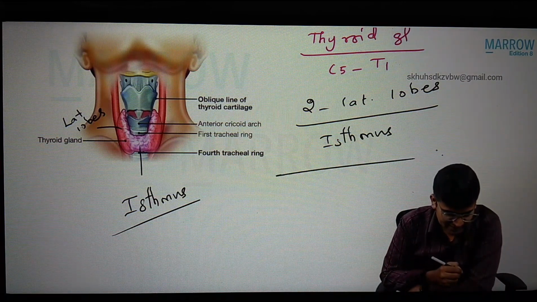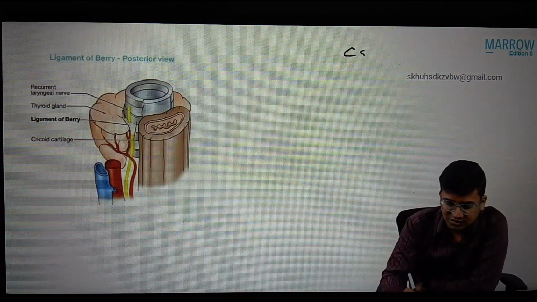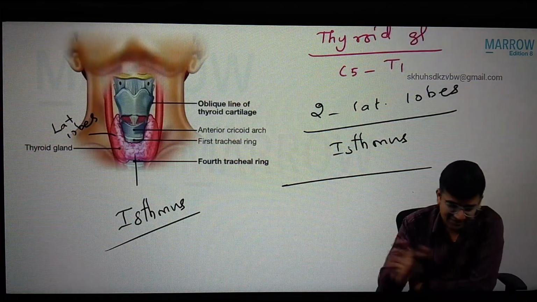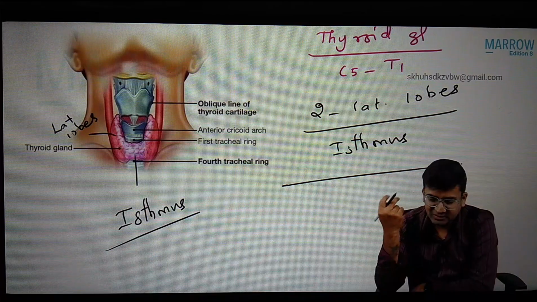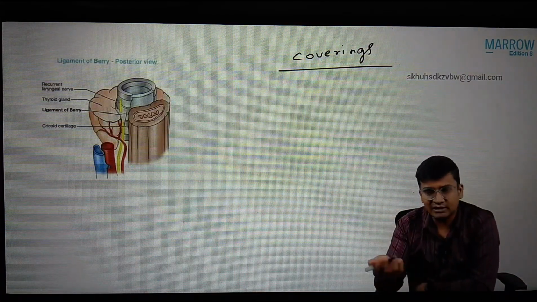Next we're going to see the coverings of the thyroid gland. These are the basic points: the two lateral lobes, the vertebral level, and the parts. Now we're going to see in detail about the lateral lobe and the isthmus. But before that, you have to know about the coverings of the thyroid gland.